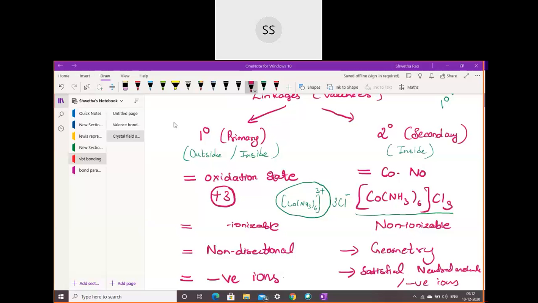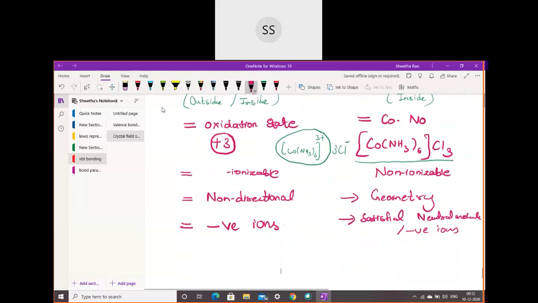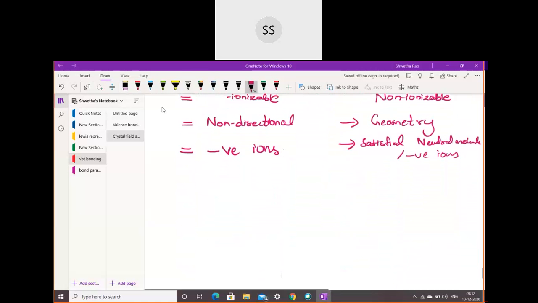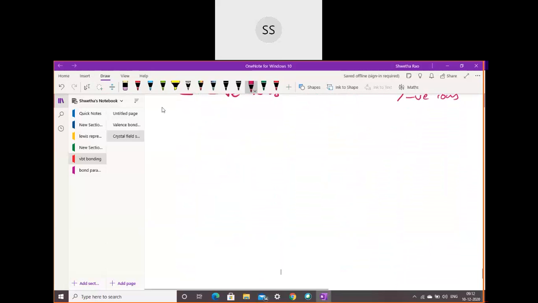I hope, students, it is clear for everyone. I hope you are able to understand this Werner's postulate. Now I'll give you a few examples. You try to answer me what the primary and the secondary valencies are. Before that, I will take a few examples of how we were writing the structure of this, how we were representing the primary and the secondary valencies.